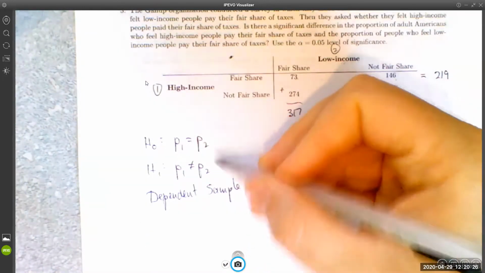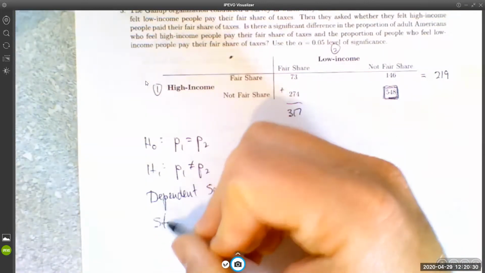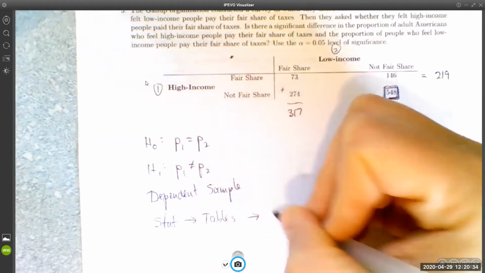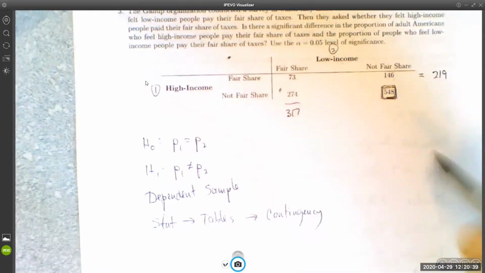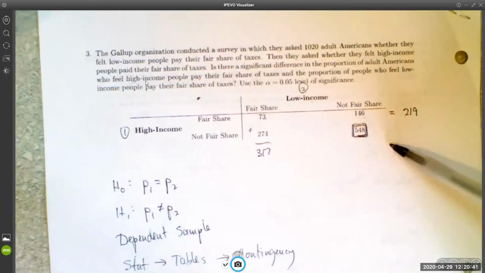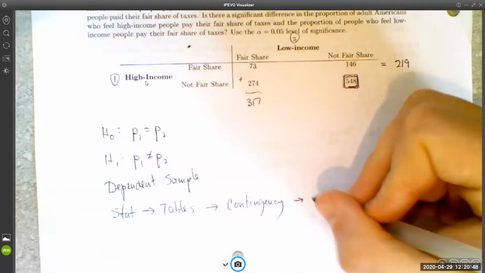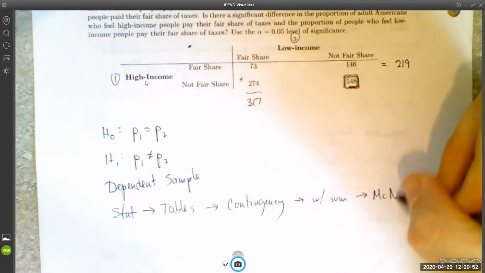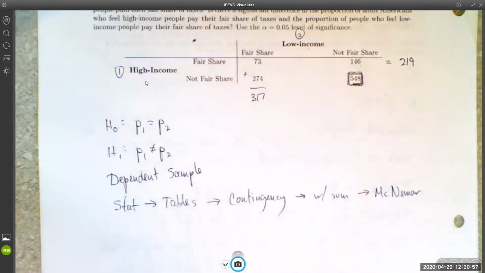When you're testing two proportions and you've got dependent sampling, that's when you go to Stat, Tables. This is the weird one. You go to Stat, Tables, Contingency. Another dead giveaway that you're going to Stat, Tables, Contingency is that you were given a contingency table in the problem. You're going to go to Stat, Tables, Contingency, With Summary, and then make sure to run McNemar's test. Okay, let's go to StatCrunch and make that happen.